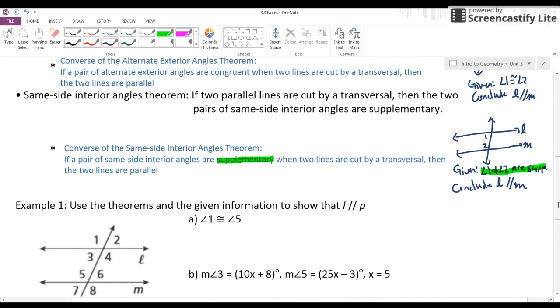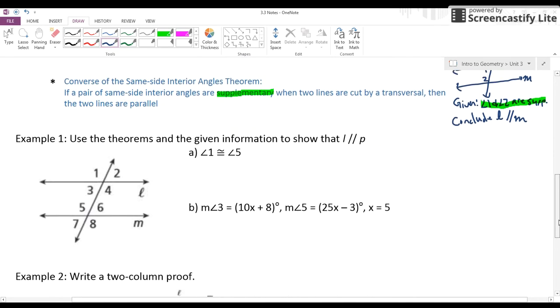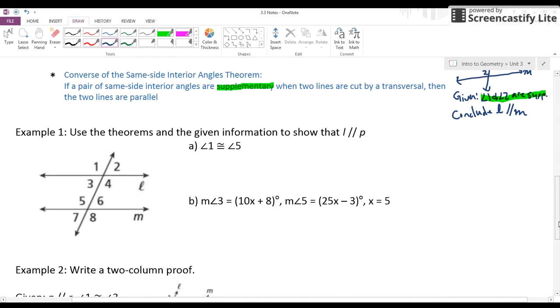Okay? Let's do a couple examples here, just using our theorems to show that the line L is parallel to M. So what you need to do here is, obviously, we're using these to prove lines parallel. We want to think about this as a proof, right? What information will help me find out that these two lines are parallel? So I have to go back and use one of those converses.